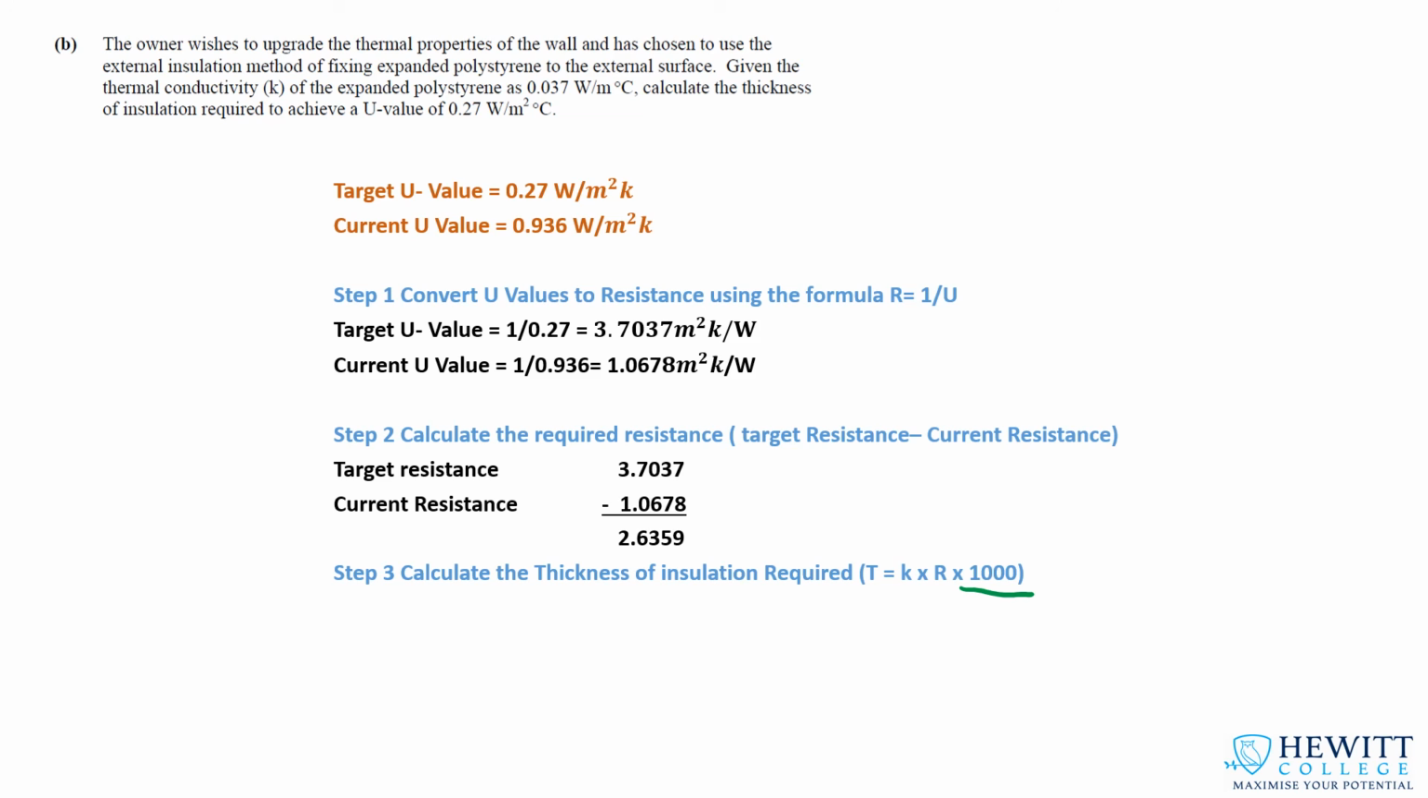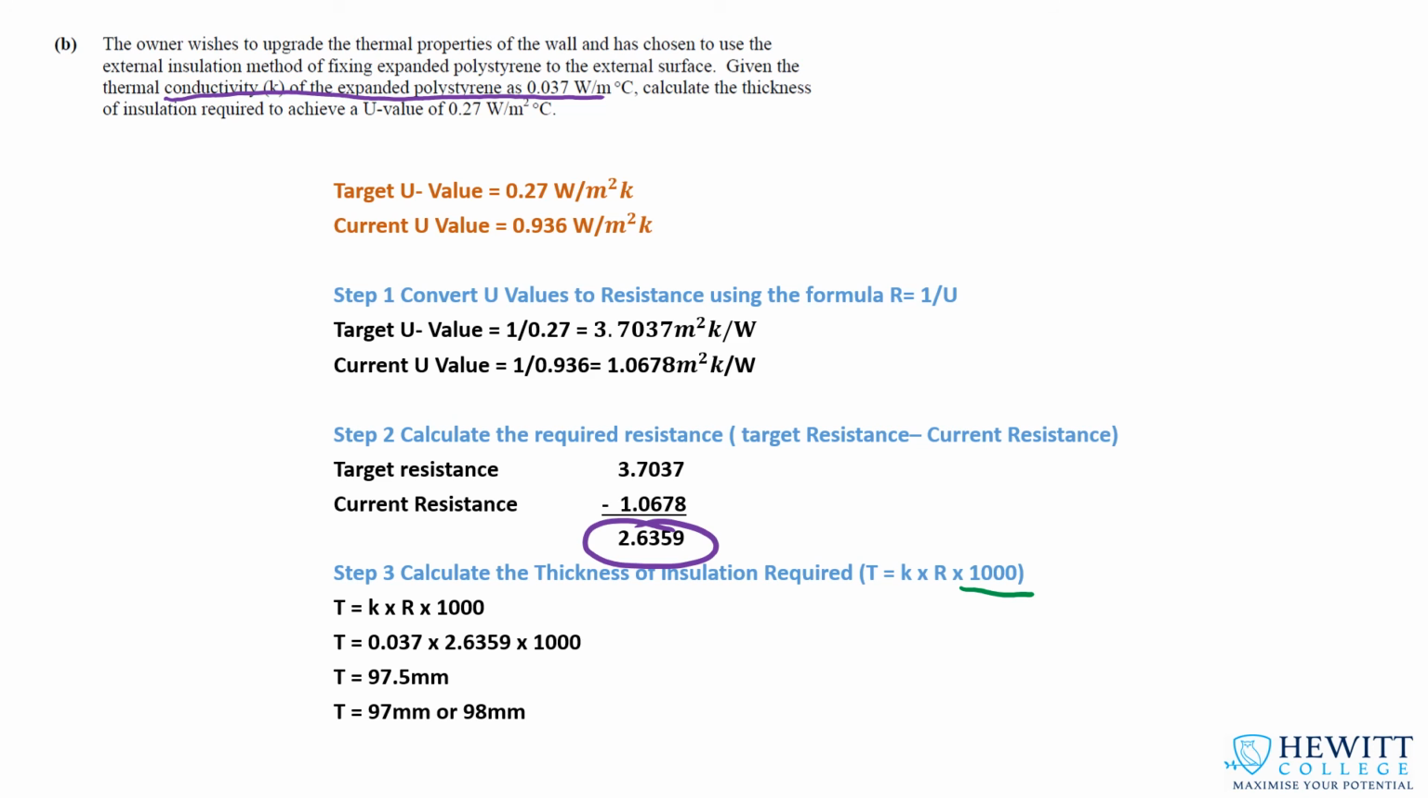Alright, so we just fill in the blanks again. T is what we're looking for, the thickness. So we have K multiplied by R multiplied by 1000. Our K value was given to us in the question, so the conductivity of the expanded polystyrene is 0.037. Our resistance is given here, so that's 2.6359, and then it's multiplied by 1000. When you multiply that out together, you get 97.5 millimeters, and you can round it up or down to 97 millimeters or 98 millimeters.